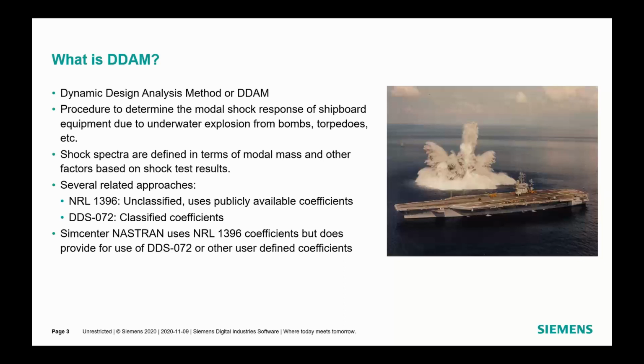The document itself, the original document, is the NRL 1396, and it contains unclassified and publicly available coefficients to use with the DDAM method. People who do secure work, which I've never actually used myself, use the DDS 072 classified coefficients. And the important thing for people to understand is that our NASTRAN and our Femap workflow supports that classified workflow completely. You take your coefficients offline and can run them in another room and bring your non-classified design accelerations back and complete the analysis.